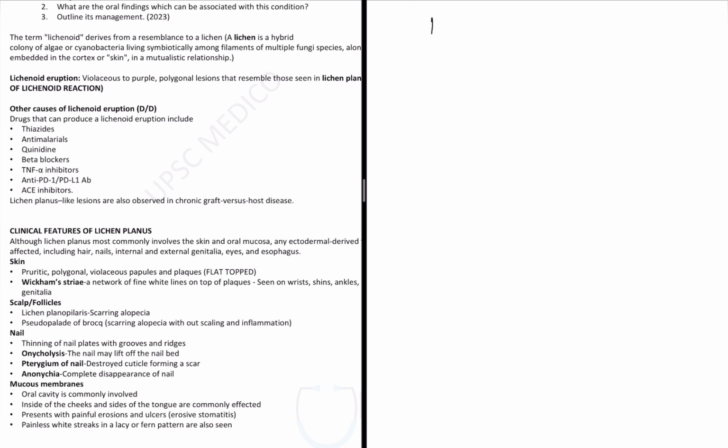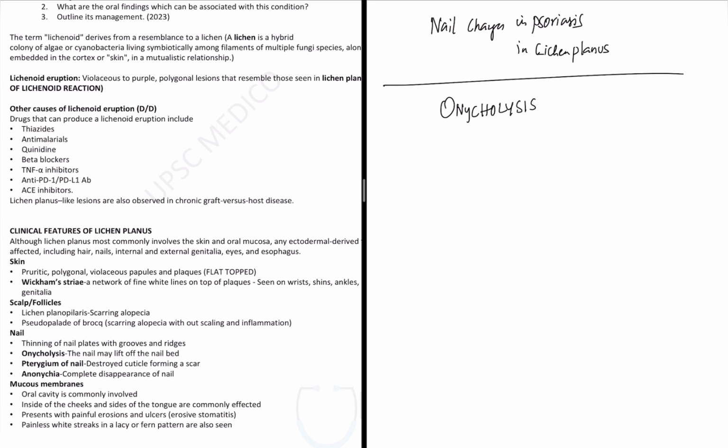And one more area where questions might be expected in the future, because nail changes in psoriasis have already been asked recently. Now in future they might ask nail changes in lichen planus, because lichen planus is the examiner's favorite topic. Now there is onycholysis, that means the nail comes out of the nail bed. Or one more condition, very important MCQ, in many MCQ exams they'll ask you, pterygium of the nail. The nail plate is destroyed. So this will produce pterygium of the nail, classically seen in lichen planus.